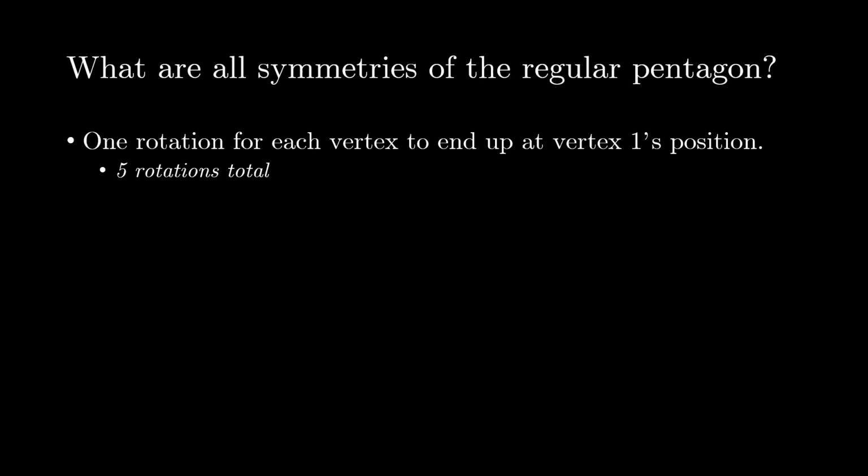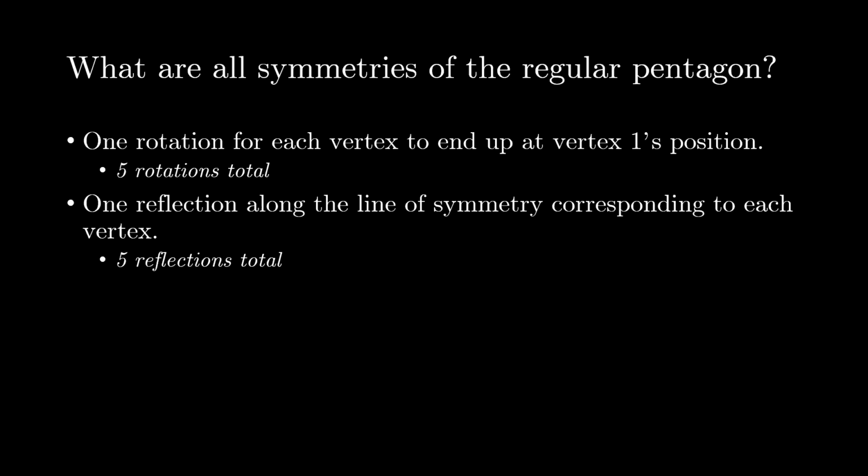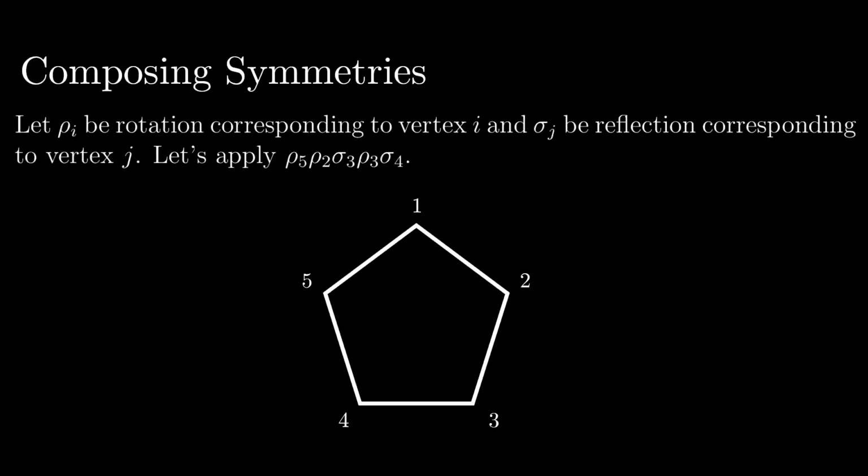Also, the same is true for reflections. We can pick the line of symmetry about each vertex and reflect about that line of symmetry. So there's 1 reflection for each vertex, which means there's 5 reflections total. And this is actually every single symmetry of the regular pentagon, as far as we're concerned. And so that means there's a total of 10 symmetries. Okay, so how would we compose symmetries, right? Symmetries are actually just functions. They map vertices to other parts of the pentagon, okay?